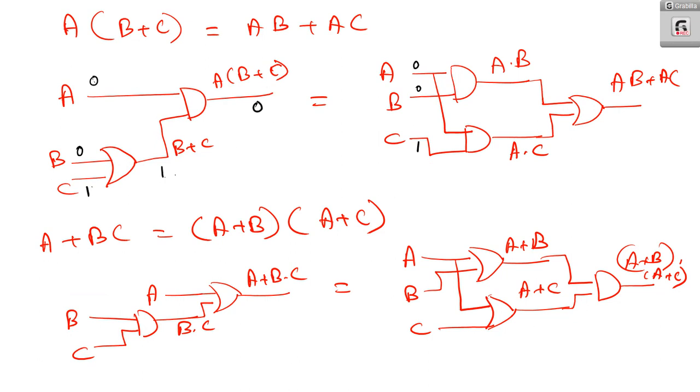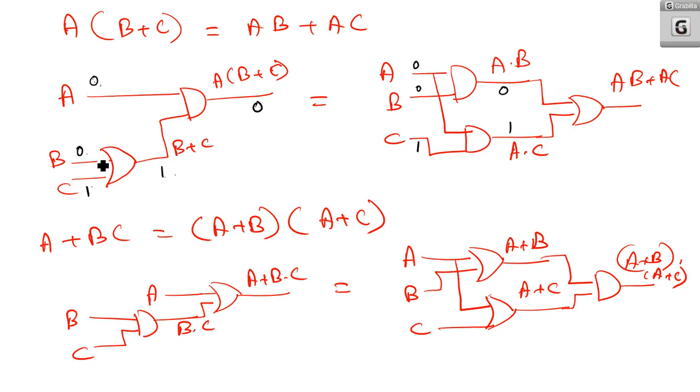Now here what will you get? A and B, 0 and 0, you will get 0. You will get A and C, which is 1. Here again, you get 0, 0, 1.